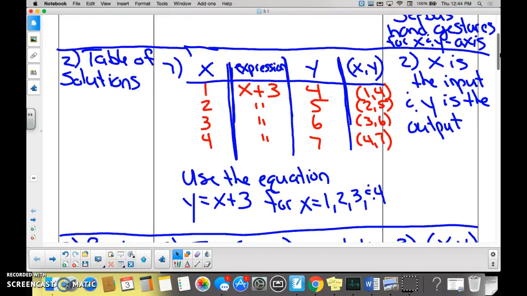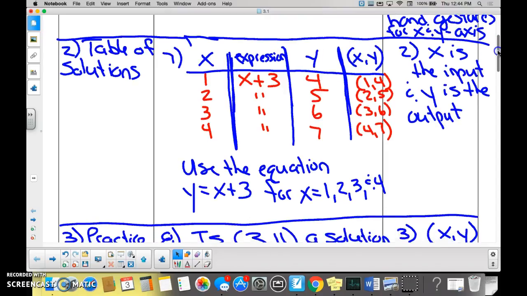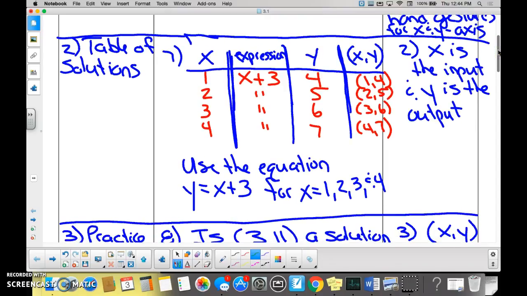You have the input, which is what, you guys? The input is what? X. The output is what? Y. In your ordered pair the values are x, y. X is always first, y is always second, right? Yeah. Right. The example here then would be using this equation and these plugins.